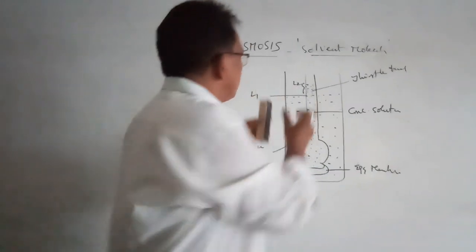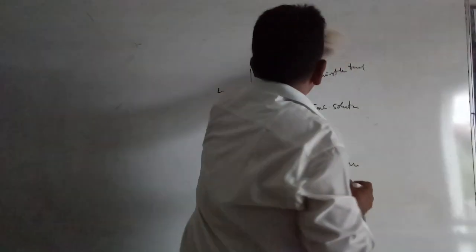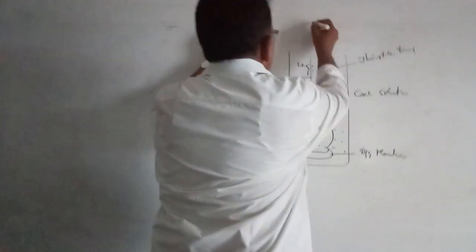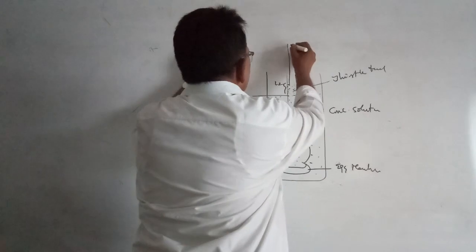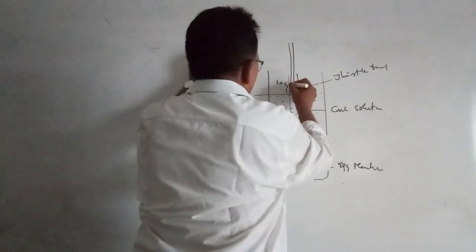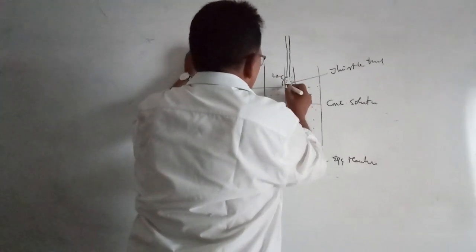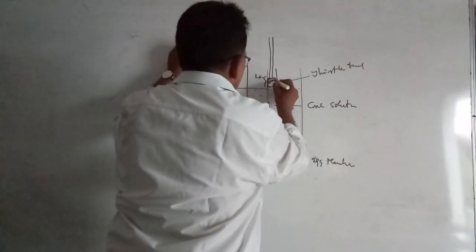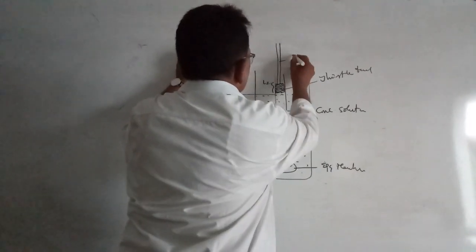Suppose you want to inhibit this process, so that there is no rise here, if we apply a pressure from above. We note L1 first and then apply a pressure here. This is called a piston.